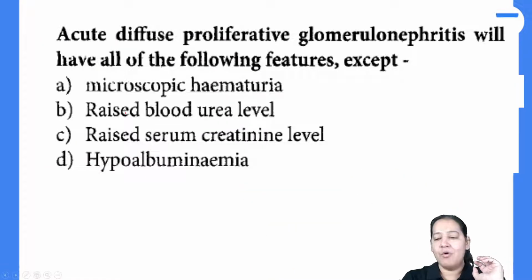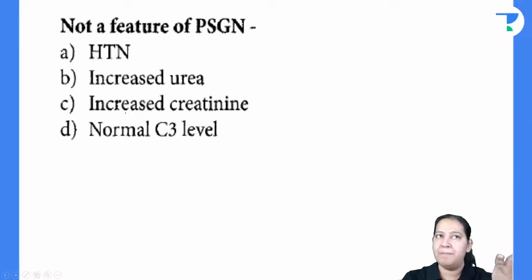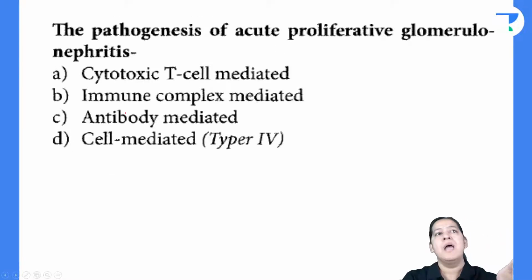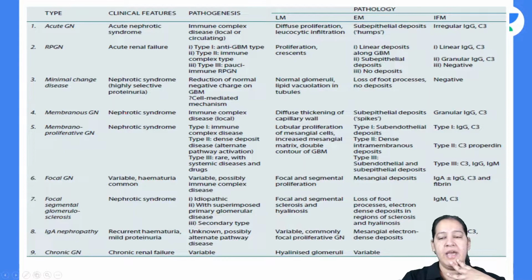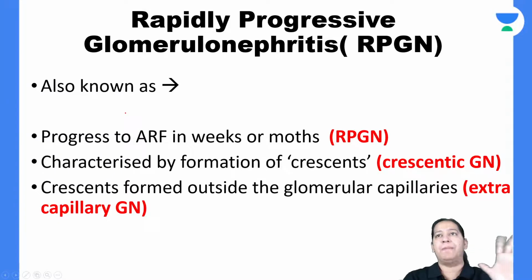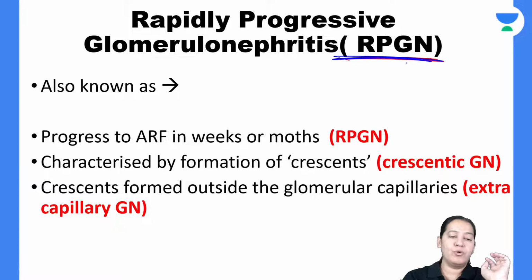That is how many questions will come in your exam based on this topic. You can see many questions are coming based on this topic. Okay, so I will start the next type of glomerulonephritis, that is RPGN, rapidly progressive glomerulonephritis, and I request all of you to fill the table with me.